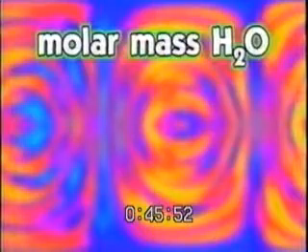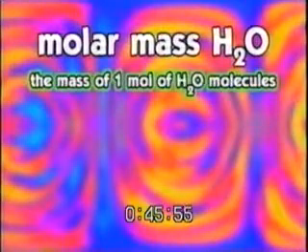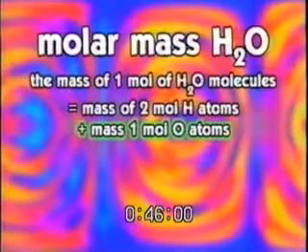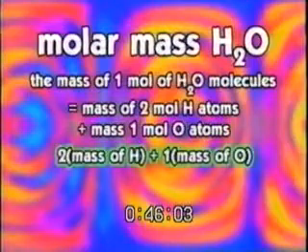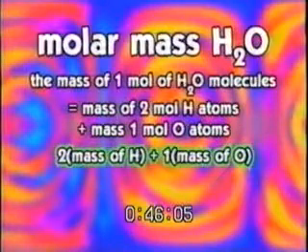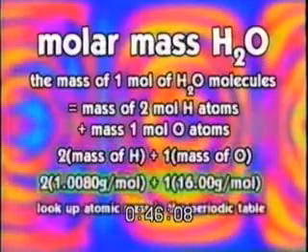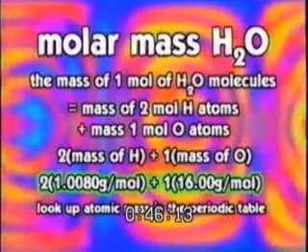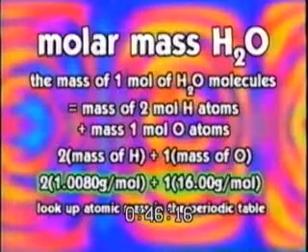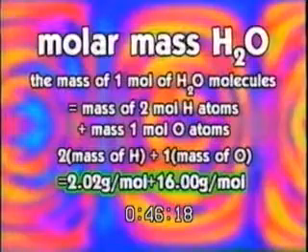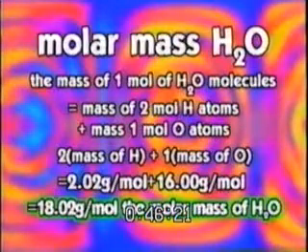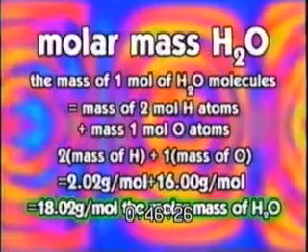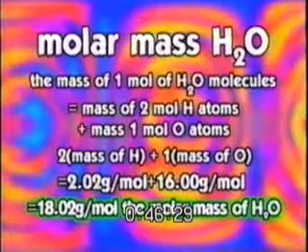The molar mass of water molecules, which is the mass of 1 mole of water molecules, equals the mass of 2 moles of hydrogen atoms plus the mass of 1 mole of oxygen atoms. So, we will add 2 times the atomic mass of hydrogen plus the atomic mass of oxygen. That's 2 times 1.0080 grams per mole plus 1 times 16.00 grams per mole. 2.02 plus 16.00 equals 18.02. So, the mass of 1 mole of water molecules, known as the molar mass, is 18.02 grams per mole.